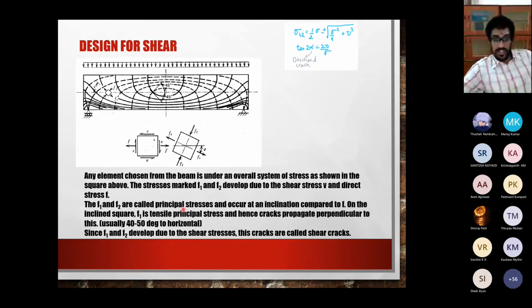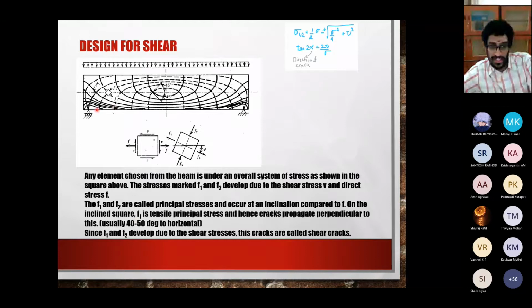So that's what is written here. Any element that you choose will have a system of stresses, and you can convert them into principal stresses F1 and F2. You will see that your cracks will propagate along the direction of the principal tensile stress.